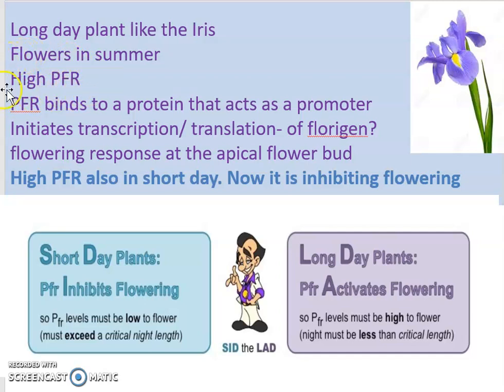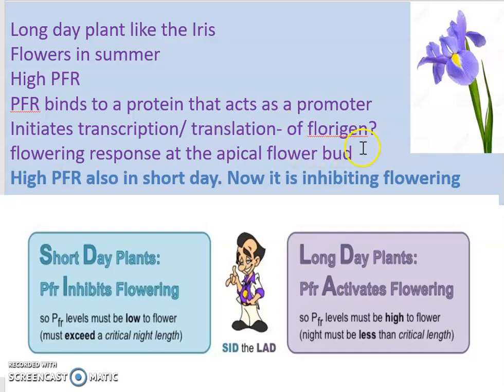You're going to have a high quantity of phytochrome far red. And phytochrome far red is the active form. And what that is going to do is it's going to cause a protein to be produced. We're not really certain of the pathway here, but the protein, which is a consequence of being activated by this molecule, is going to act as a promoter to initiate transcription and translation of a protein, which then gets moved to the flower bud, the apical stem, and it causes flowering.